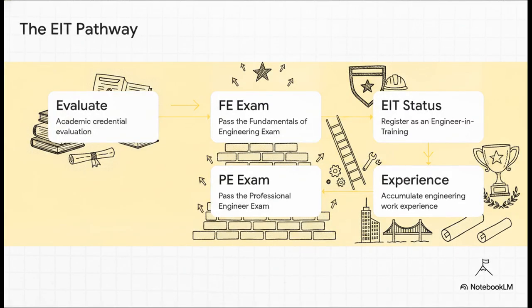Now, the whole pathway to becoming an engineer in training, or EIT, follows a pretty clear sequence. First, you get an academic evaluation of your past credentials. Then you pass the FE exam. After that, you officially register as an EIT, start gaining local work experience, and finally, you conquer the ultimate milestone, the PE exam. So as you can see, the FE exam is the crucial cornerstone here. It's your very first major step in this entire licensing process.